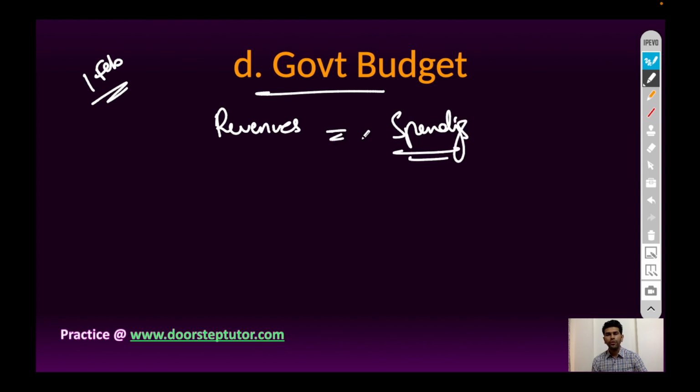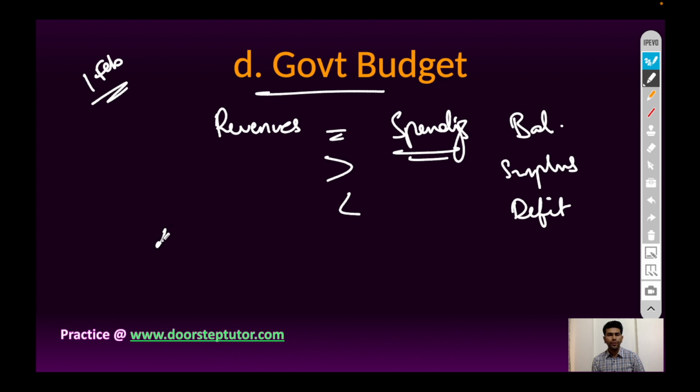If revenue and spendings are equal, we call it a balanced budget. If revenue is greater than spendings, there is a surplus budget. And if revenue is less than spendings, then it is a deficit budget. For example, if revenue is 1 lakh crore and spendings are 80,000 crore, then 20,000 crore will be surplus.